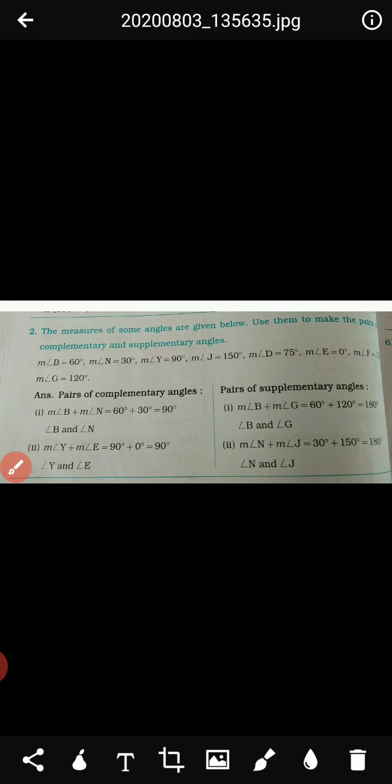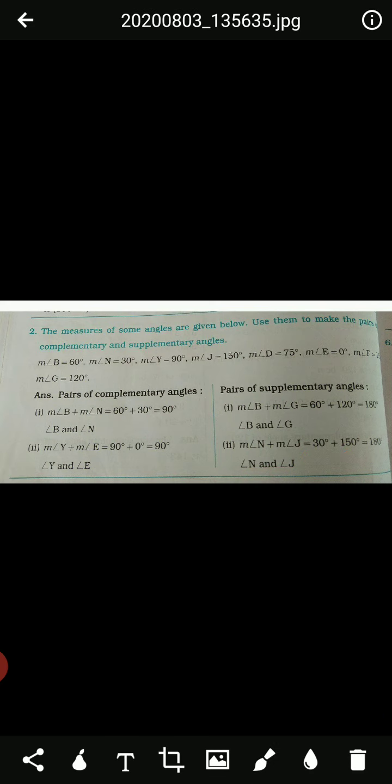Next, for supplementary angles you have to find 180 degrees. If you take the pair B and G, that is 60 plus 120, which is 180. So B and G are supplementary angles. Again, taking N and J, N is 30 and J is 150, so 30 plus 150 is 180. So angle N and J are also supplementary angles. Understood? For complementary, the sum is 90, and for supplementary, 180. It is simple.